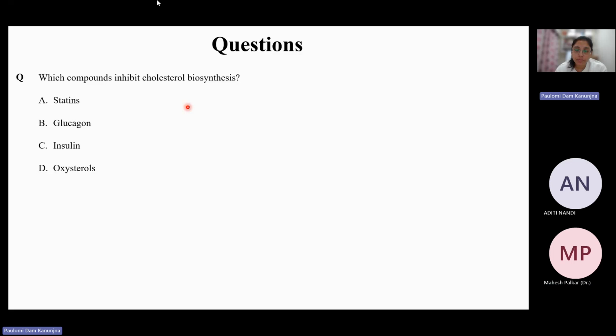Statins. Okay, that's statins. Anyone else? Any other option? Oxysterols. Okay, so that's A and D, and someone says A and B. So any other answers, or A, B, and A, D? I'll take that.